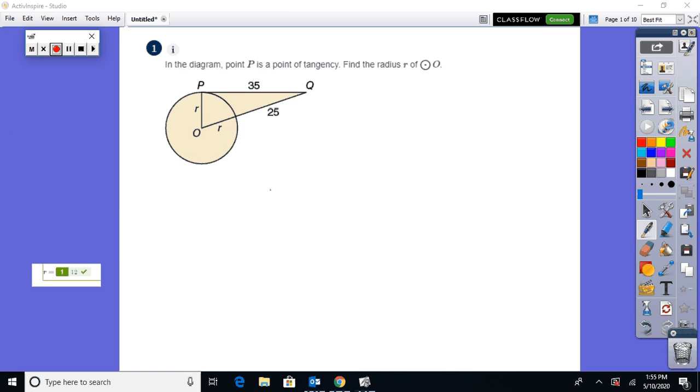Hey everyone, and welcome to the review for the 10.1 to 10.3 quiz. And we get this party started with a little Pythagoras. So let's see what we got.